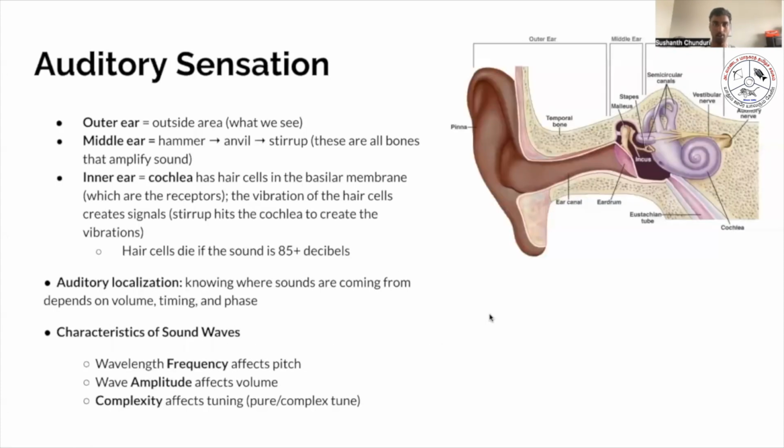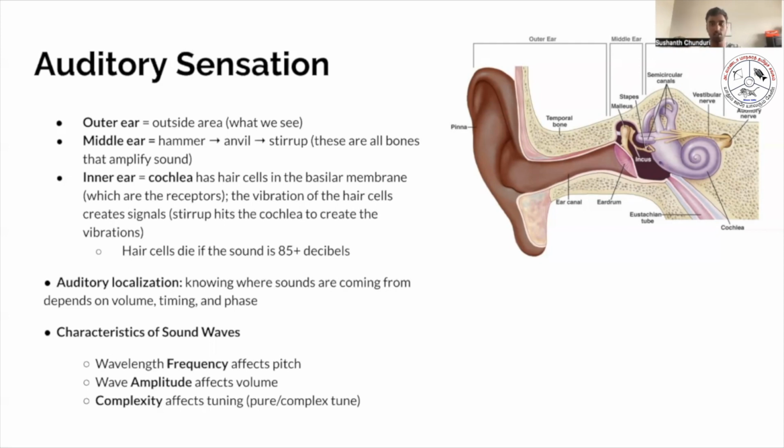Okay, now let's talk about auditory sensation. First is the outer ear, which is essentially the outer area, which is what we see. The middle ear is the more interesting part, and it consists of the hammer, anvil, and stirrup. These are bones that amplify sound inside the ear. The inner ear is the cochlea, which has hair cells and also liquid that creates vibration. That gets sent to the auditory nerve, and that gets sent to the brain.